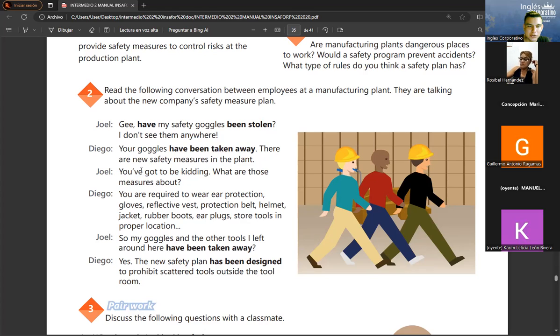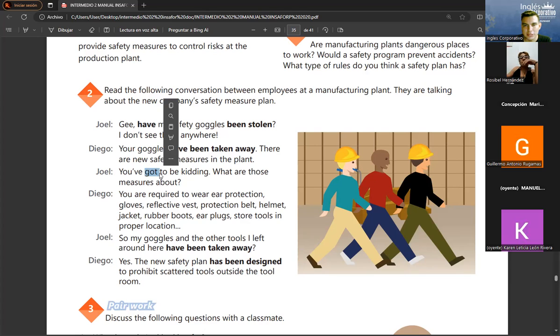Okay. It says, you gotta be kidding. Esa expresión, you've got, es como yo tengo o tú tienes. Por ejemplo, tengo dos hijos, I got two kids. Tengo una casa, I got a house. Es una expresión que significa posesión. Yo tengo qué, I've got a. Y a la hora de pronunciarla rápido, el you've or I've, esta contracción del have, no se pronuncia muy fuerte. Como I've gotta, me tengo que ir, gotta go now. Tengo que decirte algo, I got to tell you something.